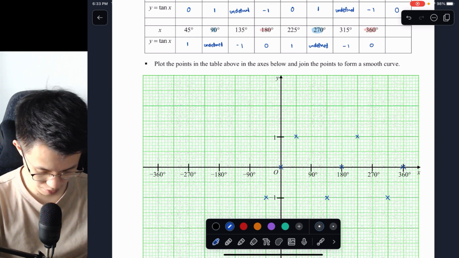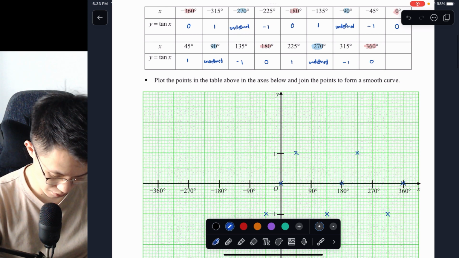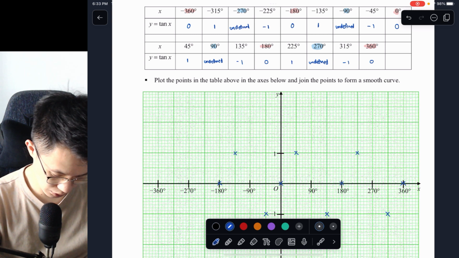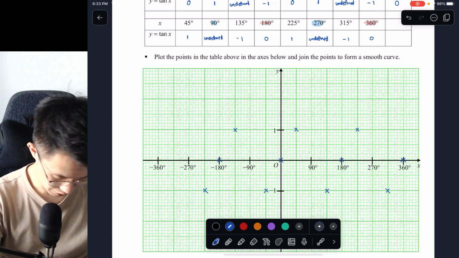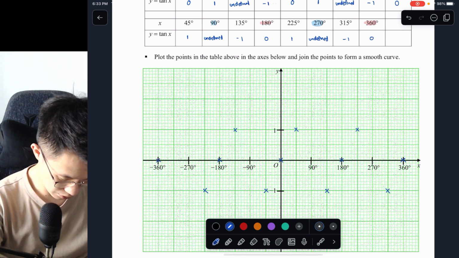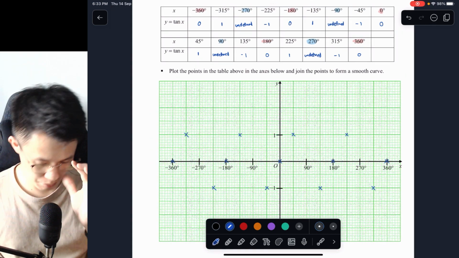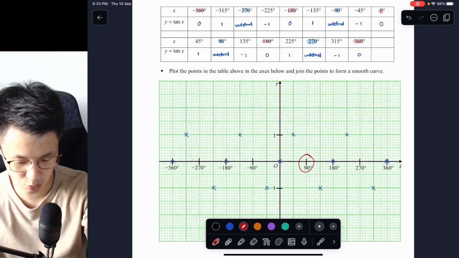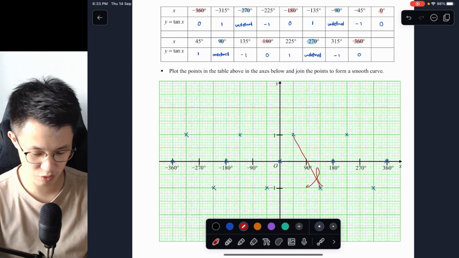I'm going to go backwards, so you'll realize that this is going to be the same thing. 180 degrees is 0. This is going to be here, and this is going to be here, undefined again. This is going to be here, and this is going to be here. Now, the thing is, because it's undefined at this point, you cannot connect this to this. It's not possible. Okay, this is wrong.